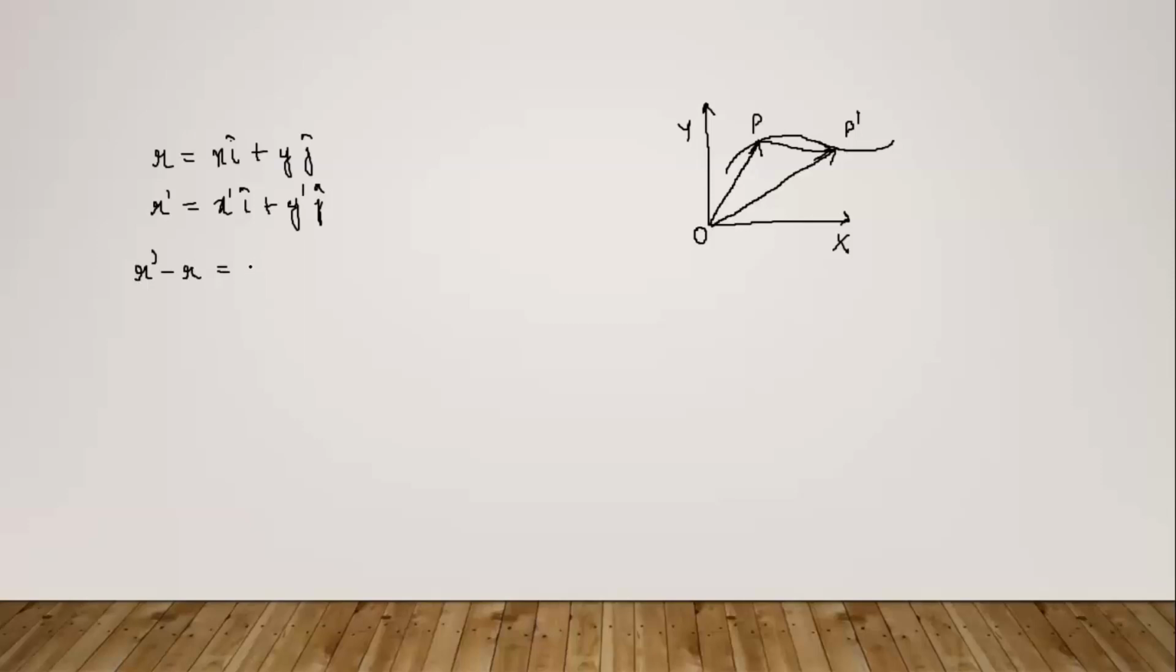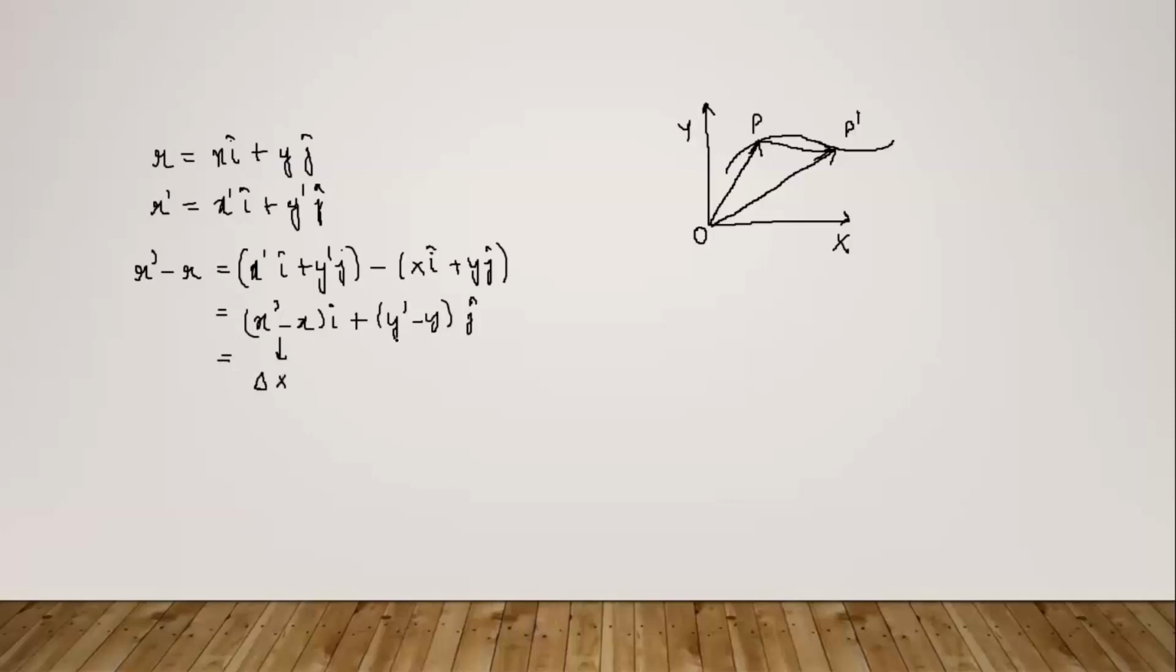So here when we subtract it, we'll get x prime i plus y prime j minus xi plus yj. And when we subtract it, we will get x prime minus x i cap plus y prime minus y j cap. This thing is known as delta x, and this thing is known as delta y, that is, the change in x and the change in y. So this is how we write a displacement vector for the motion in a plane.